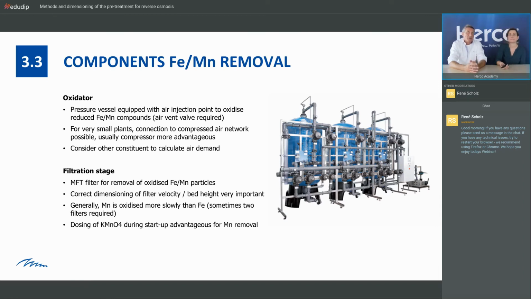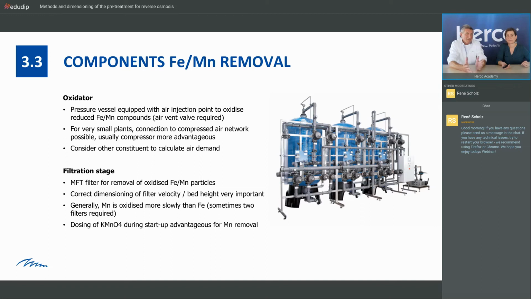Okay, the components for the iron manganese removal, we have an oxidator normally for bringing air into the system, to bring oxygen into the system. It's commonly used by an air injection point to oxidize the reduced iron and manganese compounds. So for very small plants, you can use a compressed air network in the site, or in bigger systems, you have to use a compressor for this air introduction. So also, as we told you, consider other constituents to calculate air demand.